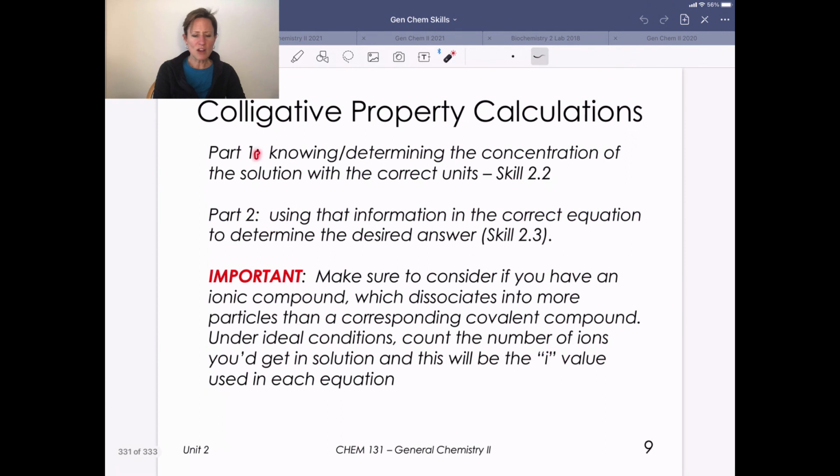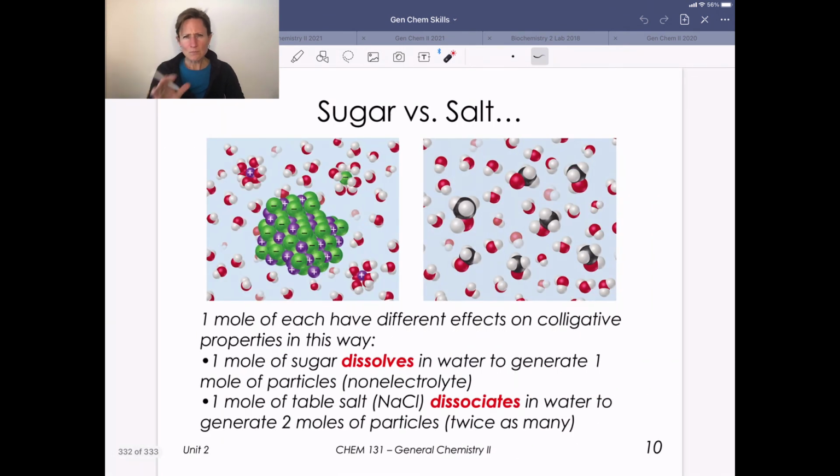All right, so we've done all this. We calculated our concentrations with the right units. We used the right equation to do our colligative property calculation. Well, there's one last little thing to think about, and that is that all particles are not created equal. So we're going to see in the equations that you get, there's going to be a little i value that's there. Well, what do you mean? Well, I've been talking about salt and sugar this whole unit, and now it really comes into play in terms of how we think about calculations.